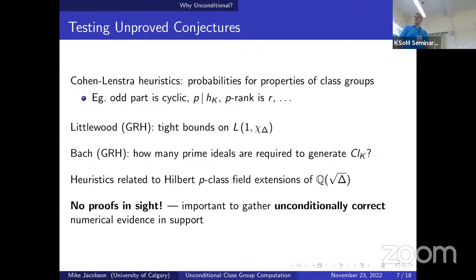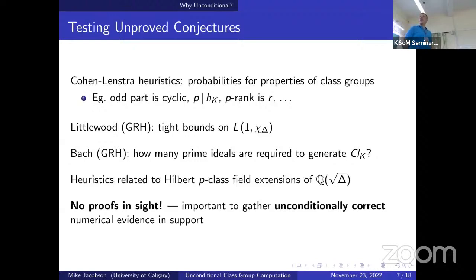There are other things like tight bounds on L-functions. Littlewood had some estimates. I did work earlier in my career doing these tabulations in order to provide some evidence that those bounds are actually true, that there weren't any exceptions.